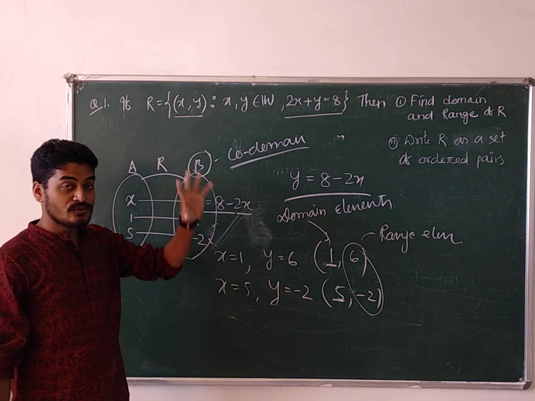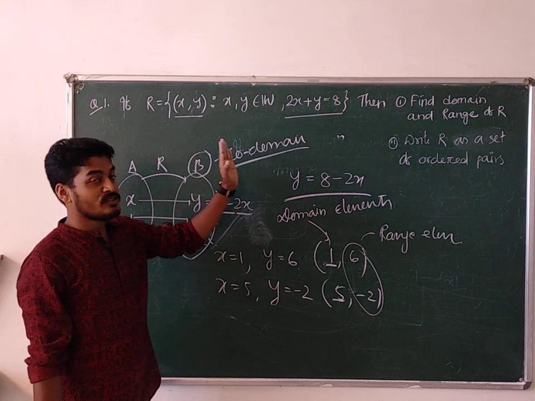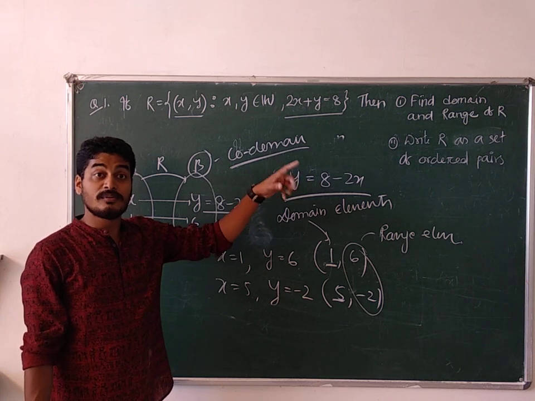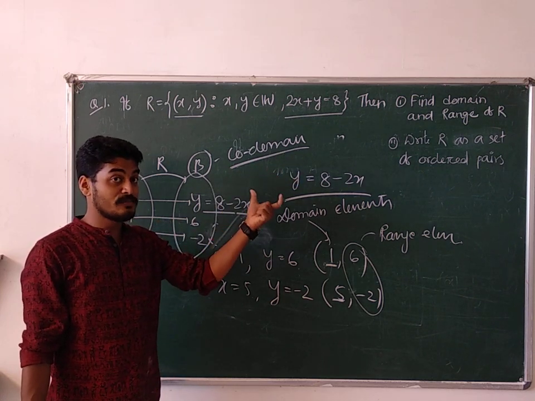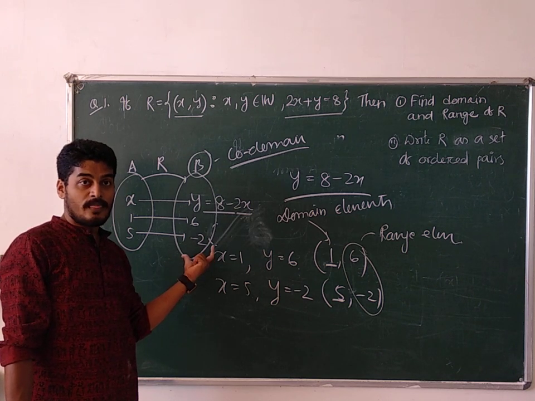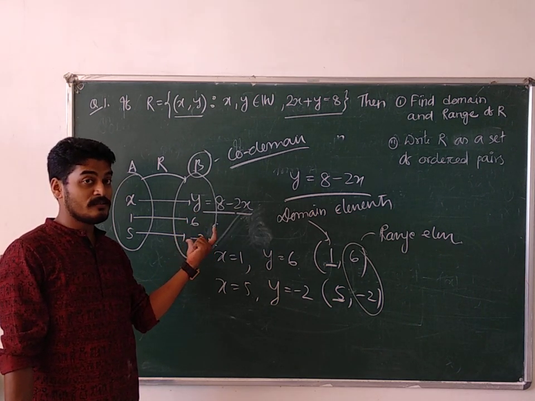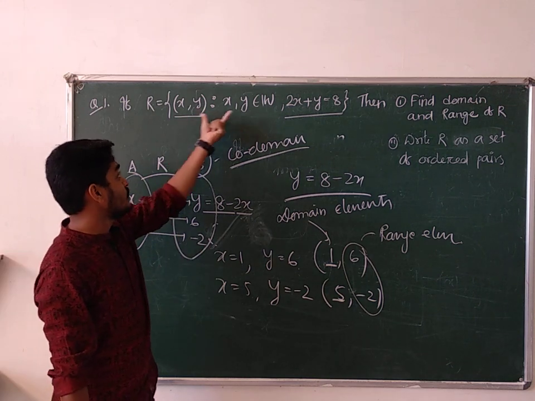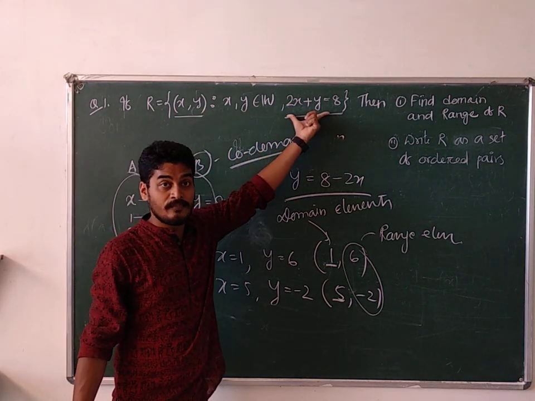Recall that R is a relation from A to B means R is a subset of the Cartesian product A cross B. A cross B contains ordered pairs. That's why R contains ordered pairs. So whenever any set contains ordered pairs, it should be a relation, and there should be a relation between X and Y. It will be mentioned there.